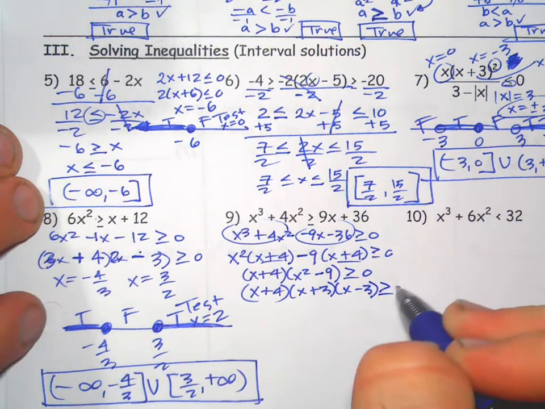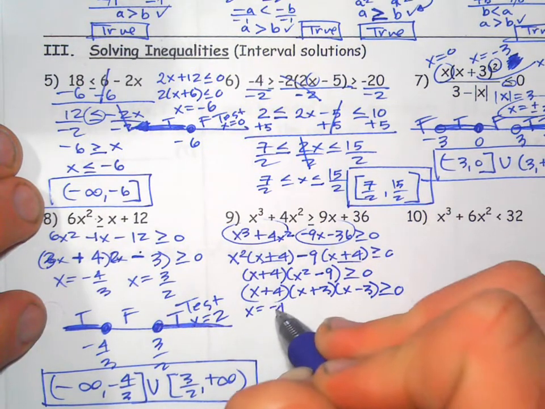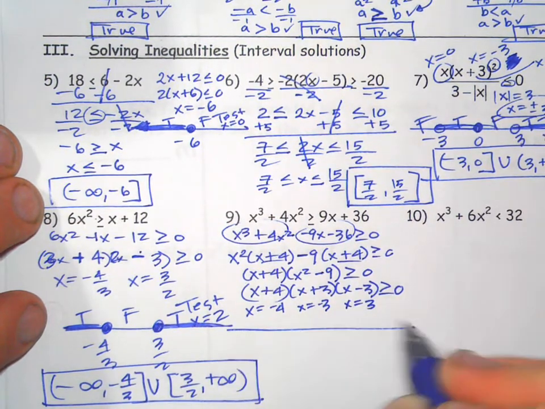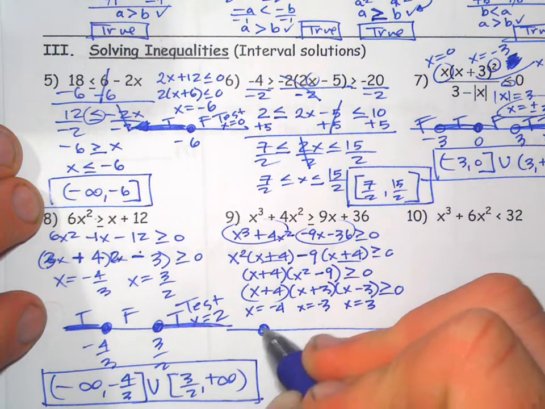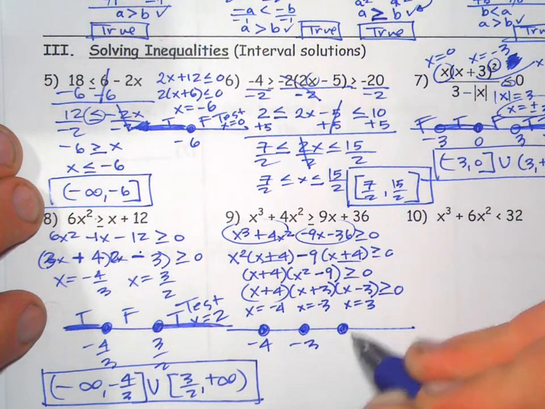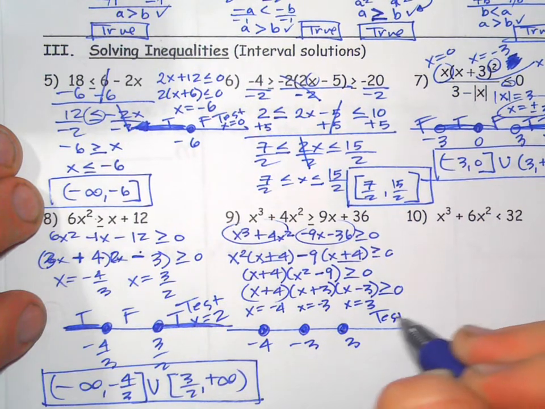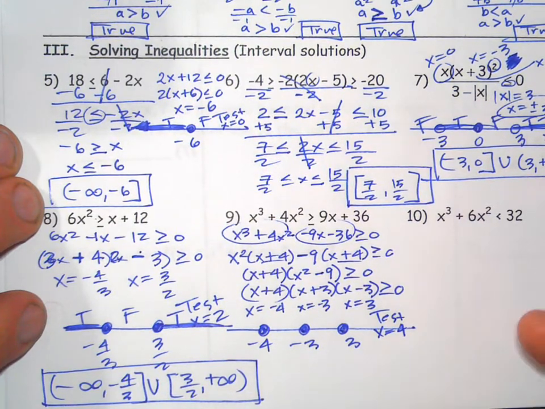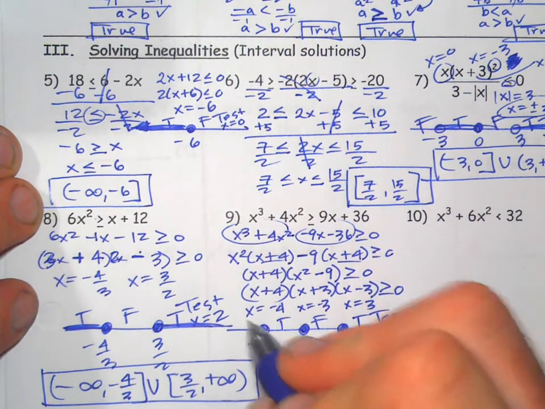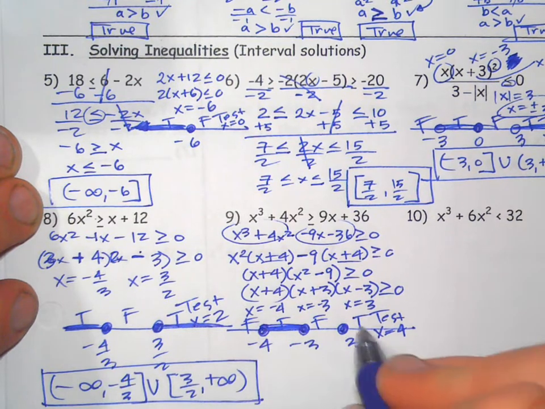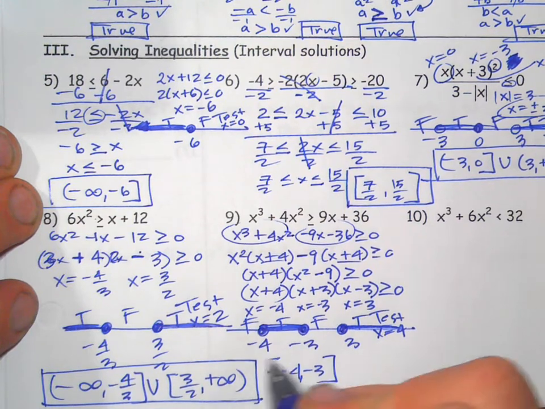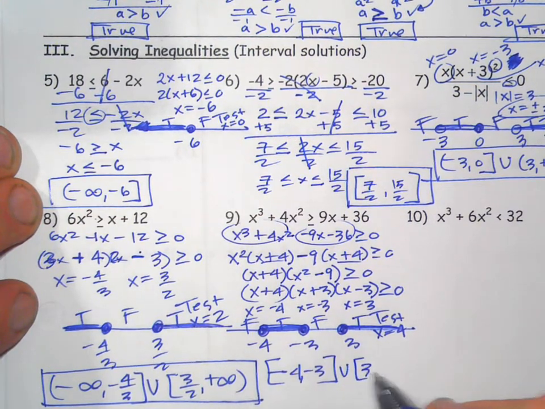So that's fully factored. Our roots are negative 4, negative 3, positive 3. So these are all solid circles. Test, tell me what you're testing. Far right. I like to test far right. 4. Positive, positive, positive, positive. True, false, true, false. Negative 4 to negative 3, brackets, union 3 to positive infinity.